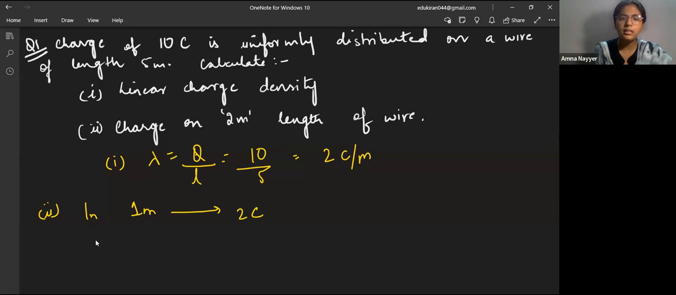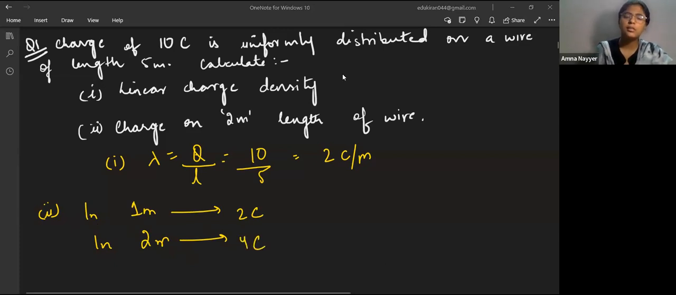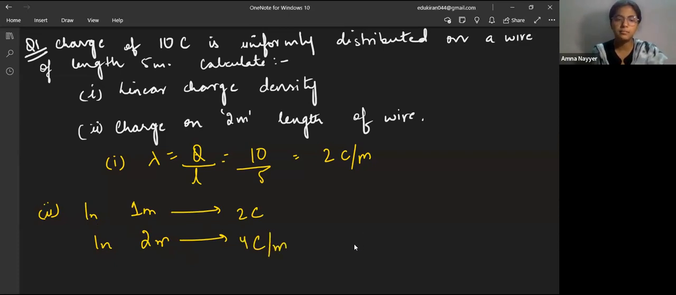So in 2 meters, how much charge will you have? 1 meter is having 2 coulomb. So 2 meters will have how much? 4, right? This will be 4 coulomb. Exactly. This will be 4 coulombs. So lambda, this will become 4 coulomb per meter. This is the lambda for the first one.